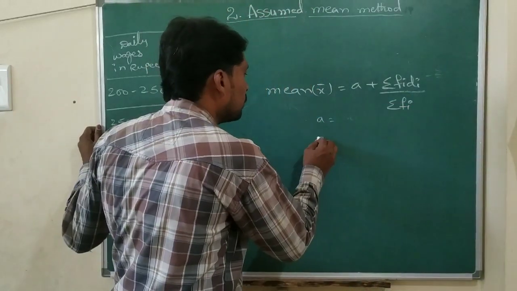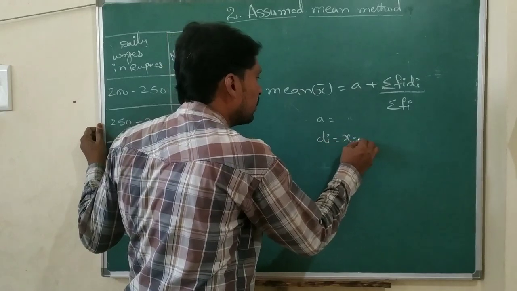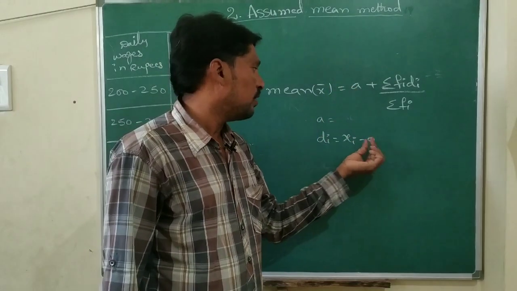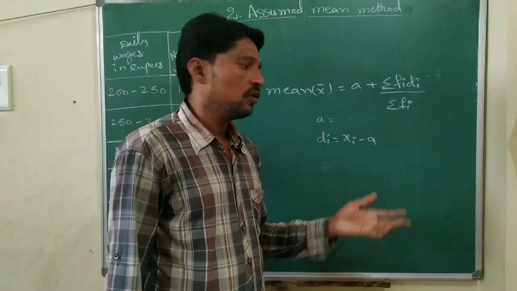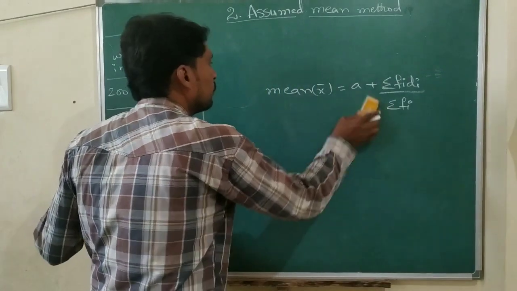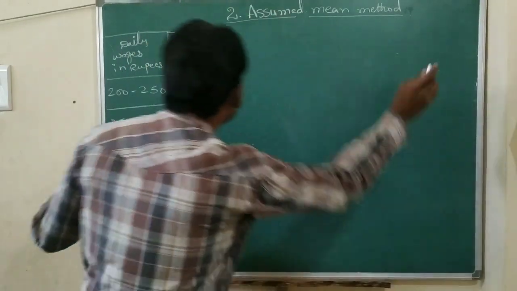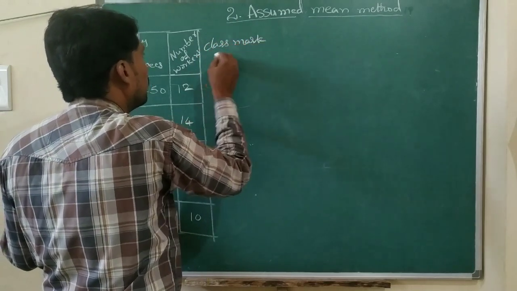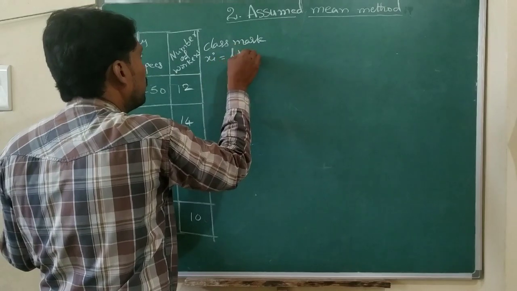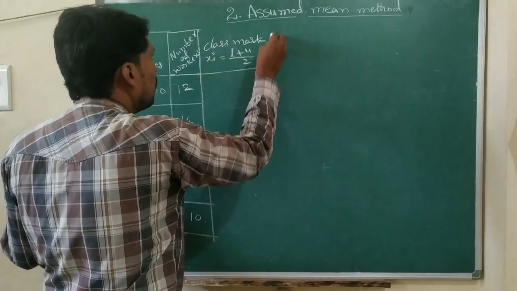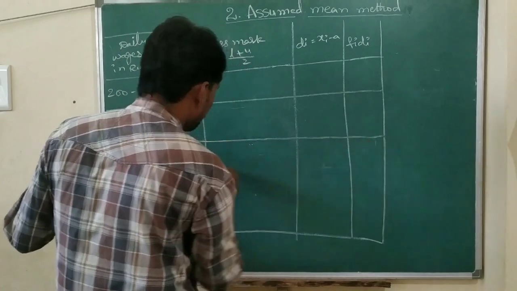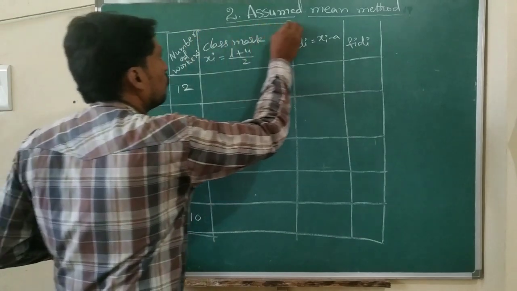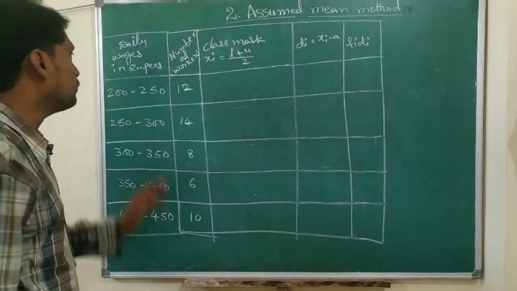Next, di. What is di? Di means xi minus a. In a class interval, we subtract the particular assumed value and get the di value. So first we need to take the box. Class mark xi equals L plus U by 2, which we already know. How do we get the first class mark?